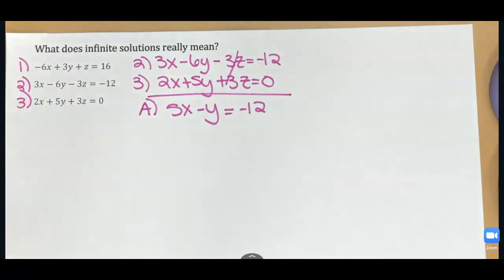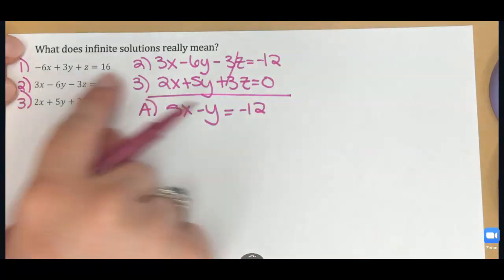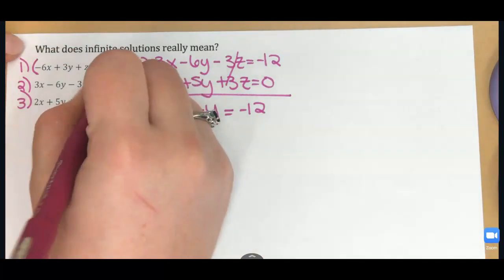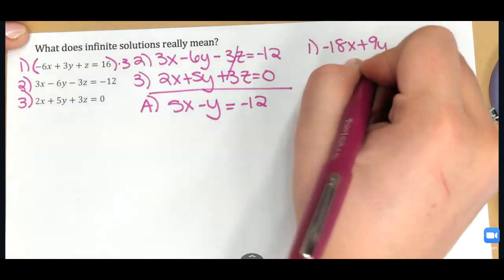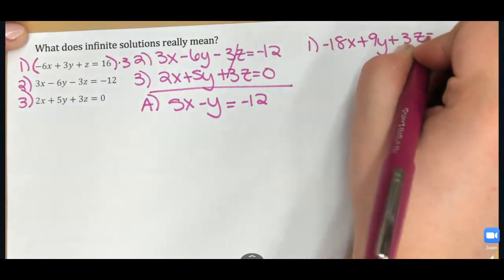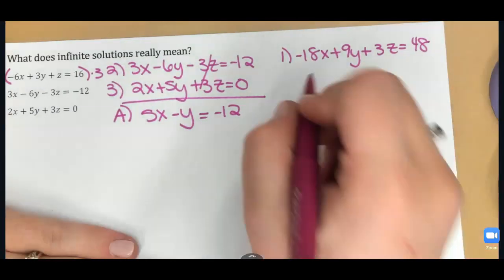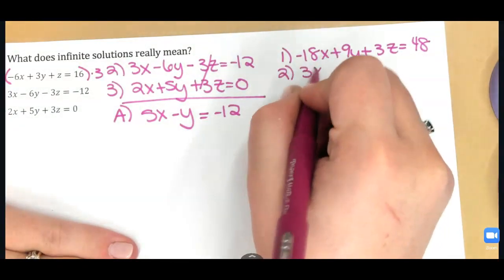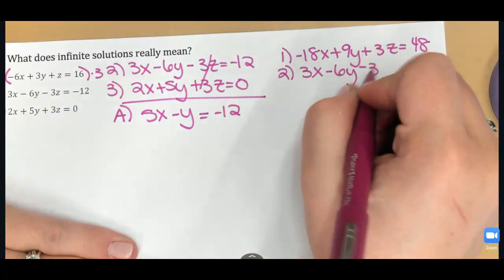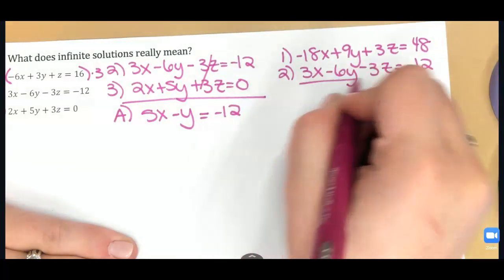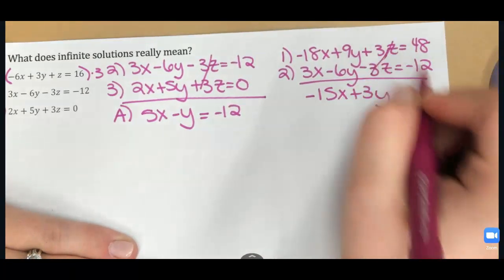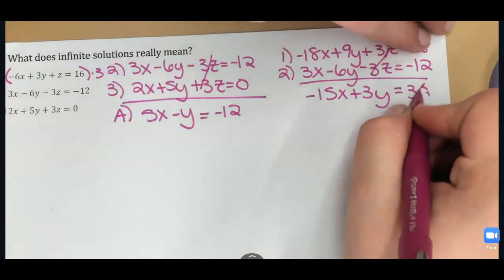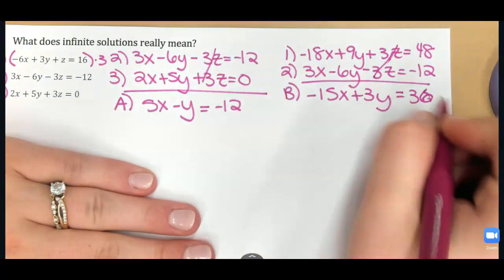Now I'm going to pick two more equations, and I'm going to cancel my z's again. I'm going to do equations 1 and 2. I need to multiply equation 1 by 3 in order for those z's to cancel out. There's equation 1. I'm not changing equation 2. And when I combine those, I get equation B.